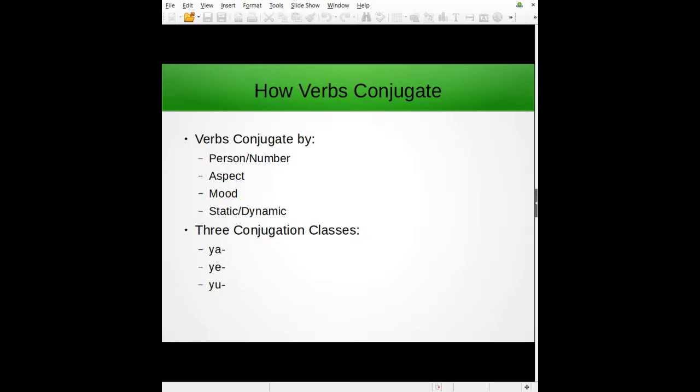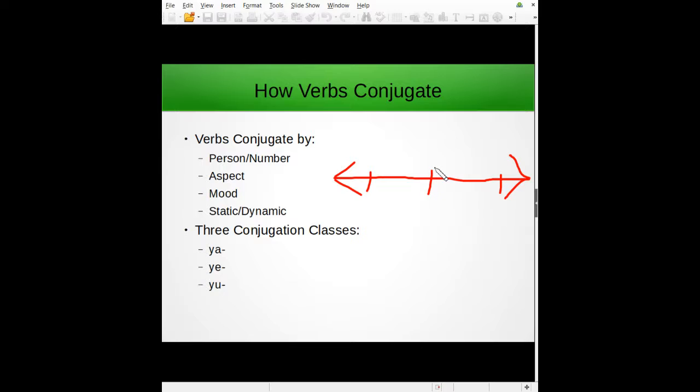Verbs conjugate by person and number, similar to, you know, Spanish or French, and the verb be in English. They also conjugate by aspect. It's easily confused with tense, but they're two different things. Tense is basically, if you imagine a timeline, like a line right here, with tense it's basically, here's your present, here's your past, here's your future.